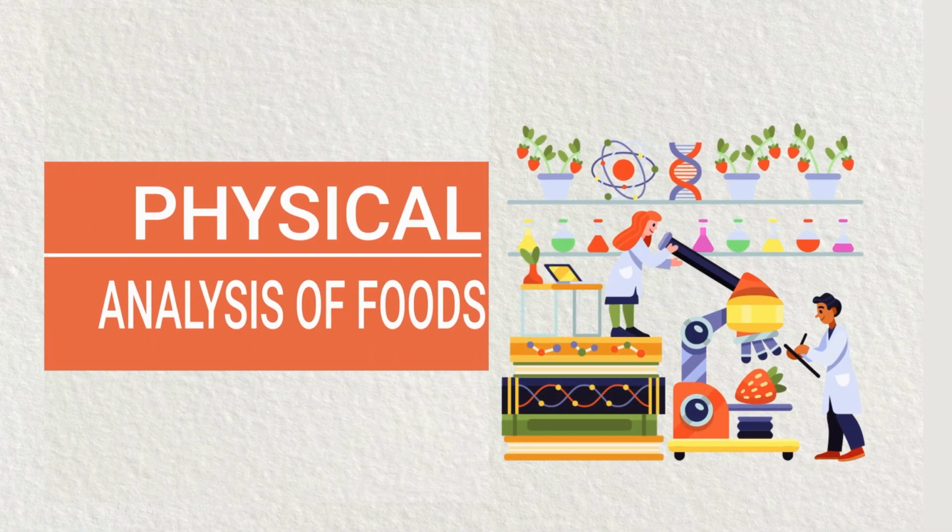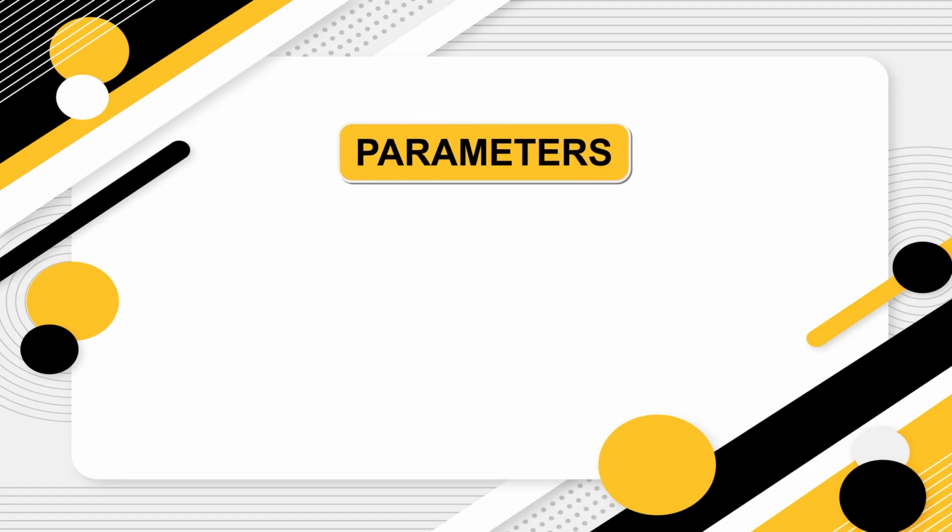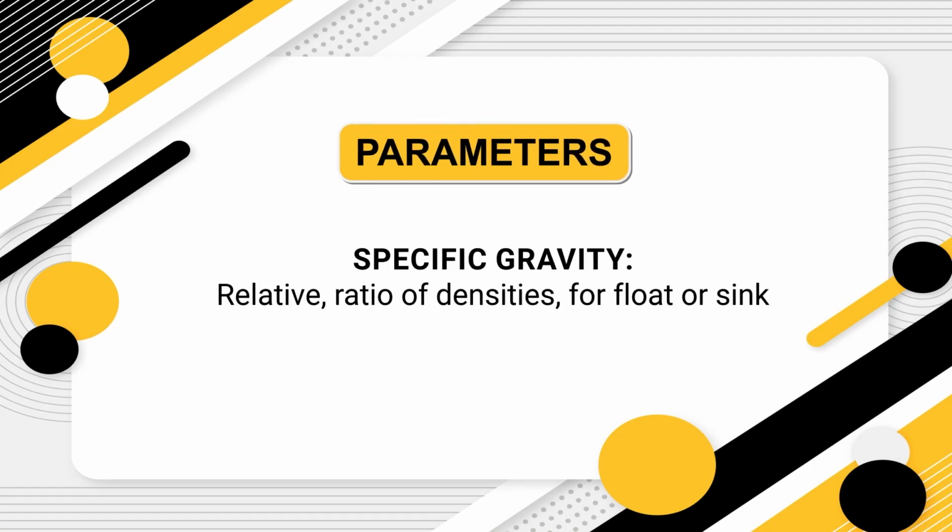We will discuss today about physical analysis of foods. The parameters that we'll talk about today, first specific gravity, which is relative, it is kind of an index. It is actually the ratio of densities, and it is to know whether a product will float or sink in water or in any other liquid.